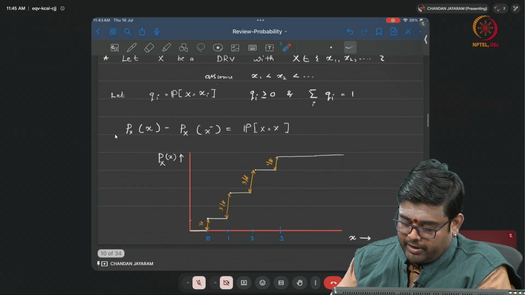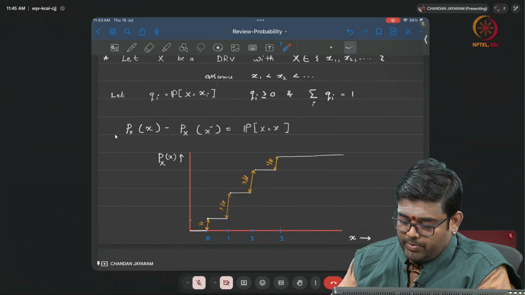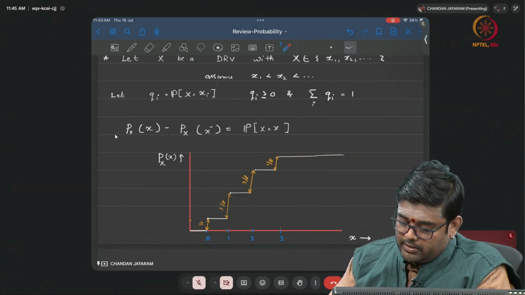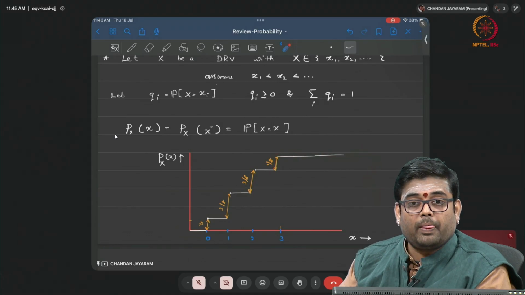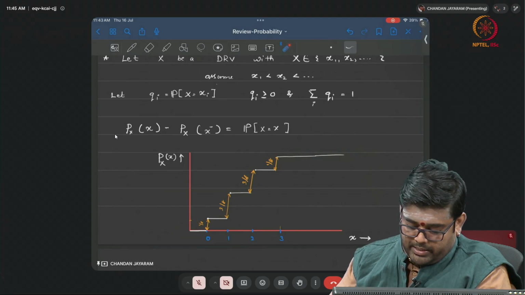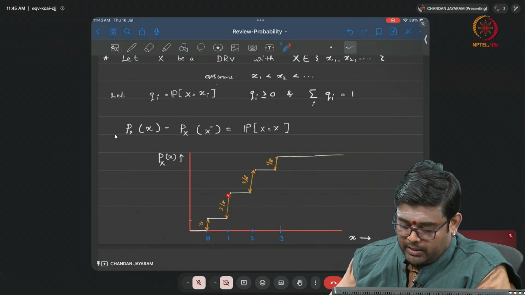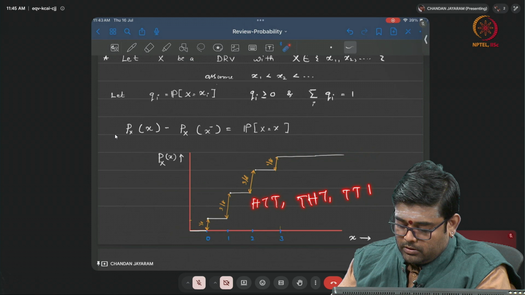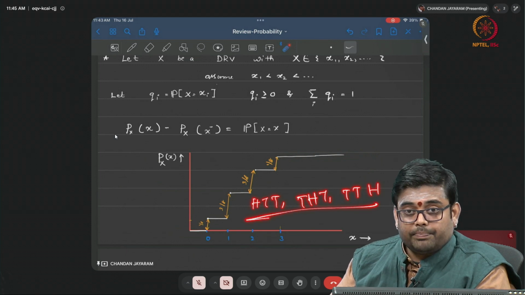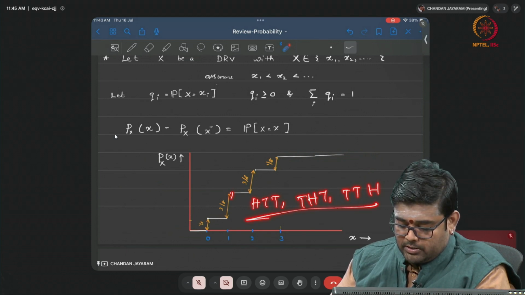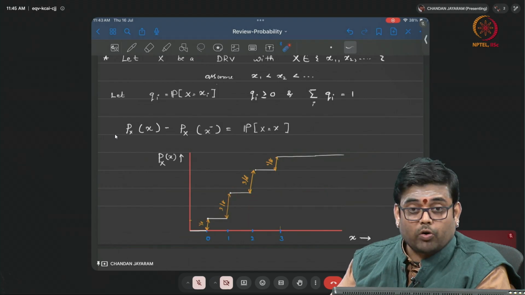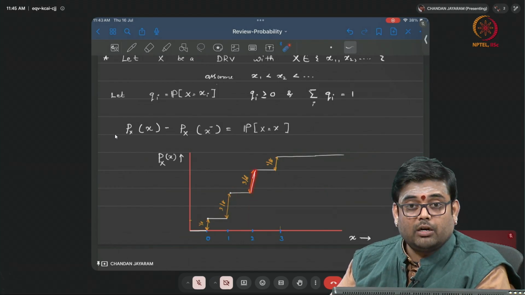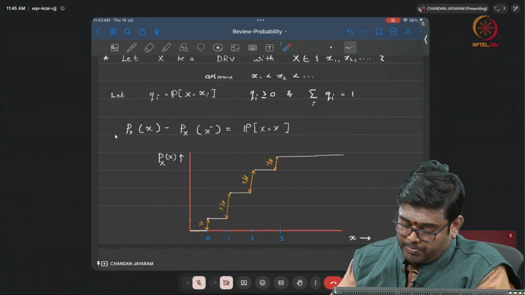At 2 again you will have a jump of 3 over 8. At 3 you will have a jump of 1 over 8 and this will be 1, and it will continue like this. This is a staircase function or a step function. Okay. Now what are the cases for one head? Head tail tail, tail head tail, tail tail head. These are the 3 cases. Therefore the jump at this point is 3 over 8. Similarly, whenever you have 2 heads, you have a similar kind of jump.